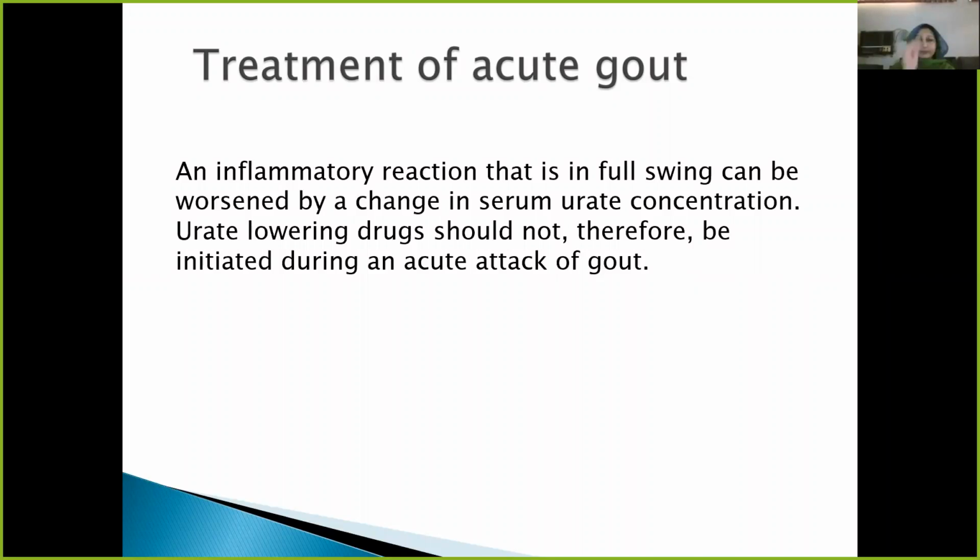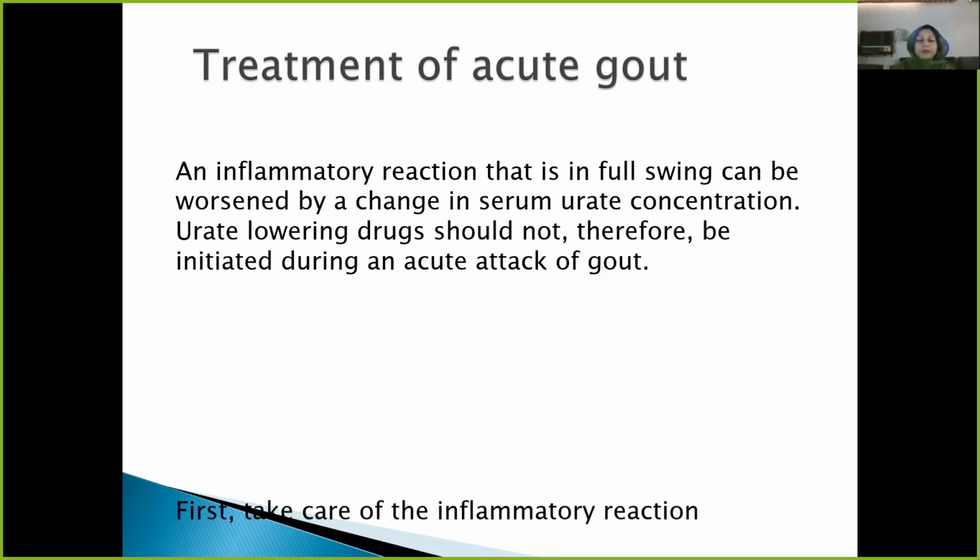An inflammatory reaction that is in full swing can be worsened by change in serum urate concentration. Urate lowering drugs should not therefore be initiated during an acute attack of gout. वैसे भी पेशेंट जब आपके पास आता है तो वो अपनी पेन की वजह से आता है, पेन इन्फ्लेमेशन की वजह से, उस वक्त उसको ट्रीट करना होता है. तो इन्फ्लेमेटरी रिएक्शन का पहले इलाज करना होता है. Colchicine is a very good option for that.